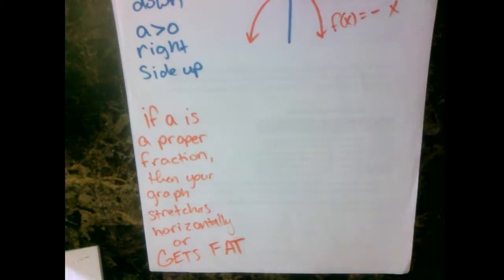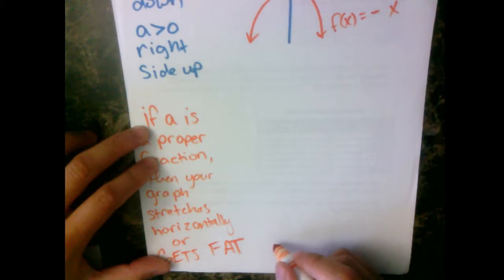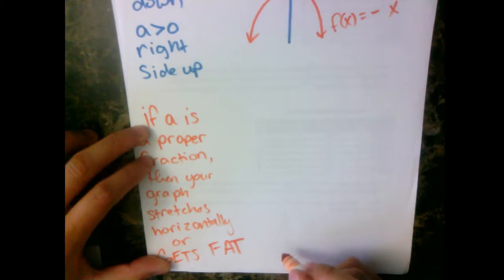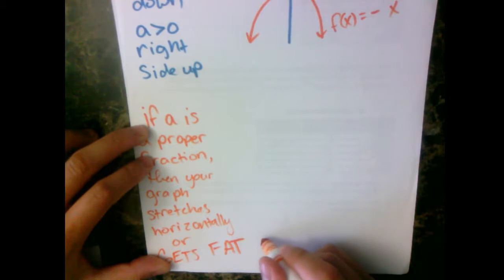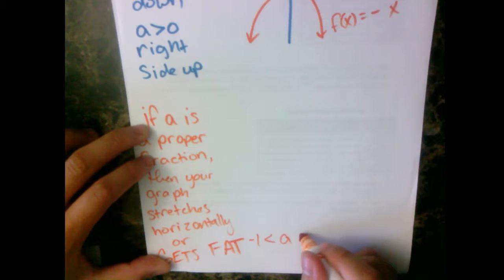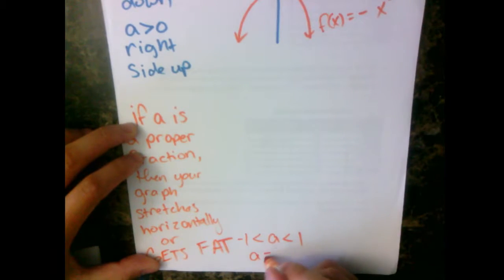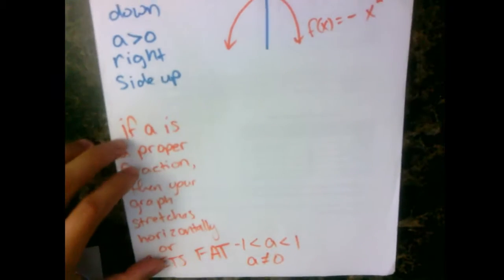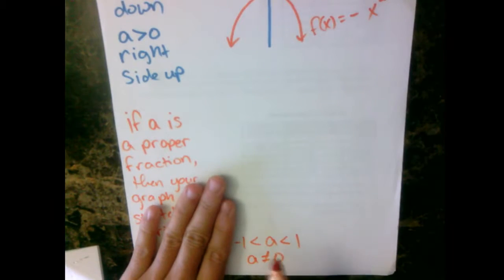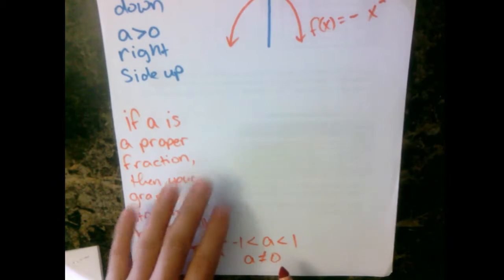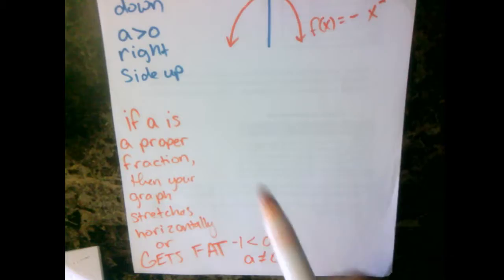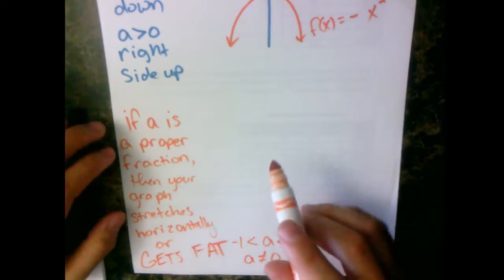In class, I introduced that like this. So it looked like if A is greater than -1, less than 1, but A can't equal 0. Okay, so just in case that makes sense to you, that's great. That's how I wrote it in class, but I think that confused most people, so let's go with this. If A is a proper fraction, then your graph stretches horizontally or gets fatter.